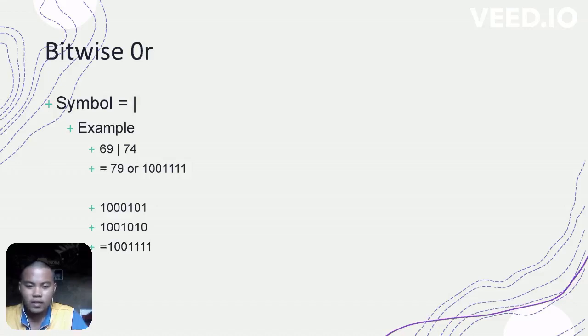Then in the next line, 1, 0 equals 1, 0, 1 equals 1, and 0 and 1 and 0 equals 1, resulting in 1001111, or 79.